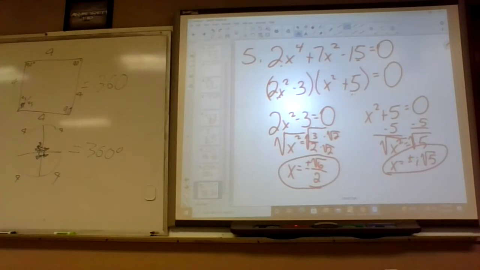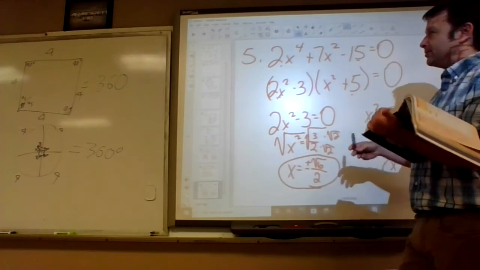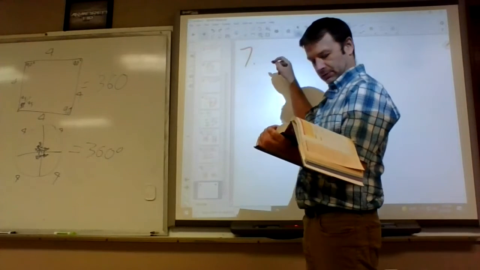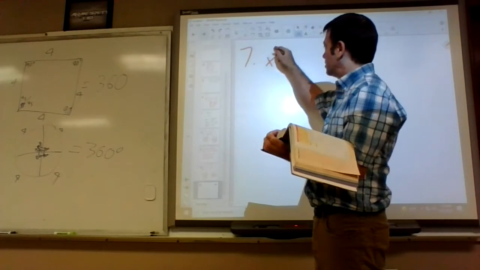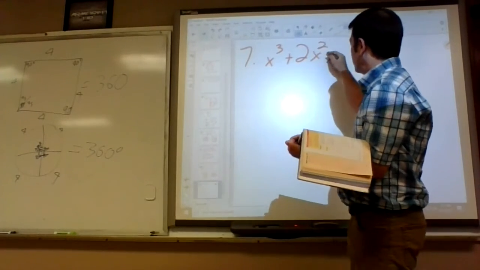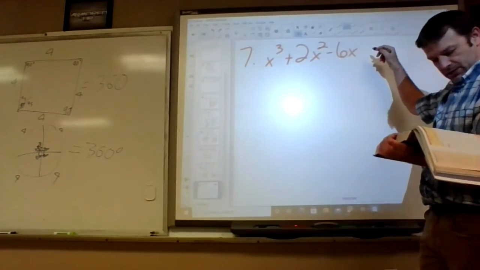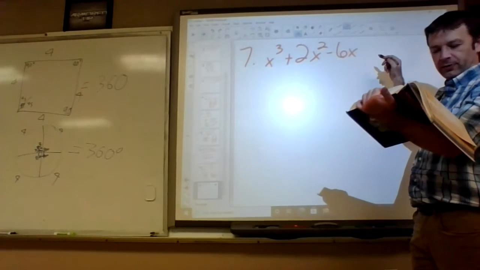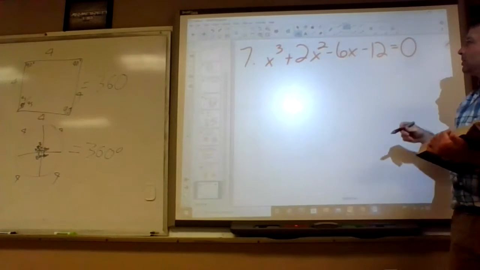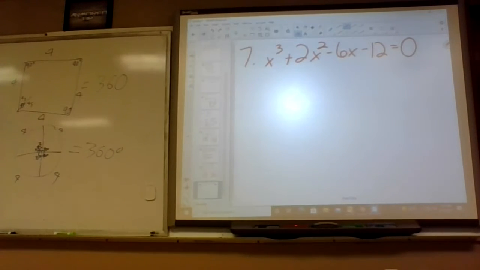Okay, how many terms does number 7 have? 1, 2, 3, 4. So what kind of problem is it going to be? Grouping. You guys remember, I'm going to bring over the 12, so I'm going to put mine as 12. Group it like that. Do you remember what I did to start on the last problem?